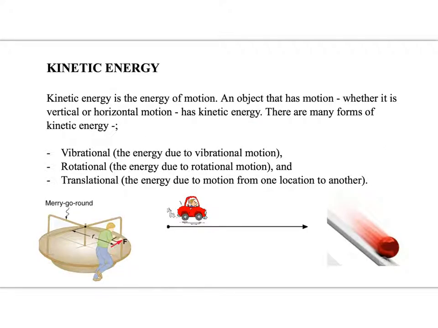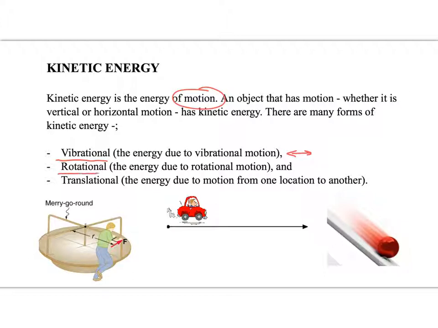First, let's define the kinetic energy. It is the energy of motion. If an object has motion, whether vertical or horizontal, then it has kinetic energy. There are many forms of kinetic energy. One, vibrational kinetic energy, is the energy due to vibrational motion. It means back and forth motion.